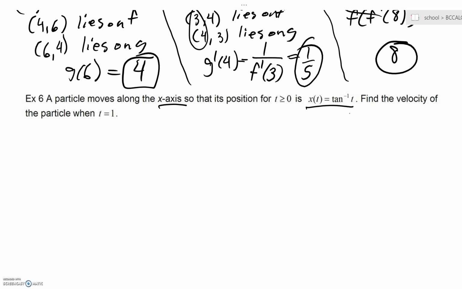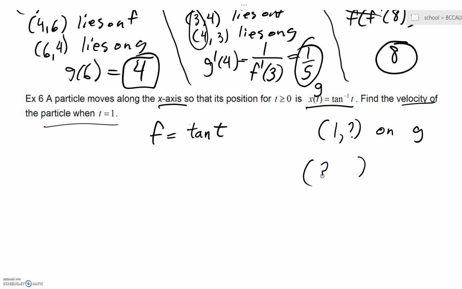Right now, you'd say, if I call this g, which is an inverse function, what would the original function be? Tangent. That's your tangent function. Or you could say, what's the inverse of inverse tangent? It's the tangent function. So I've got my f of t, and here's my g of t. And right now they're saying find the velocity when t equals 1. So I'm going to say 1 comma something is going to lie on g. That means something comma 1 lies on f.